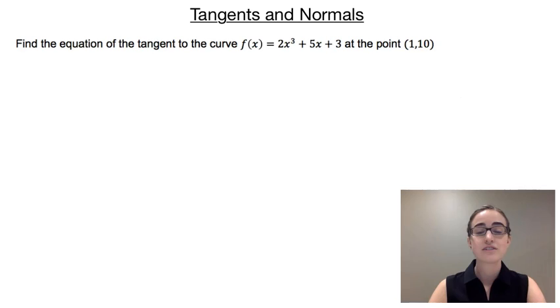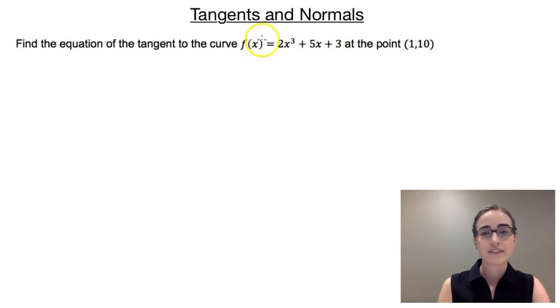So our question asks us to find the equation of the tangent to the curve f of x equals 2x cubed plus 5x plus 3 at the point 1, 10. So that point lies on our curve. So the first thing we're going to do is differentiate this so that we can find the gradient at that point. So if f of x is that, then f dash of x, our derivative, is going to be equal to 6x squared plus 5.